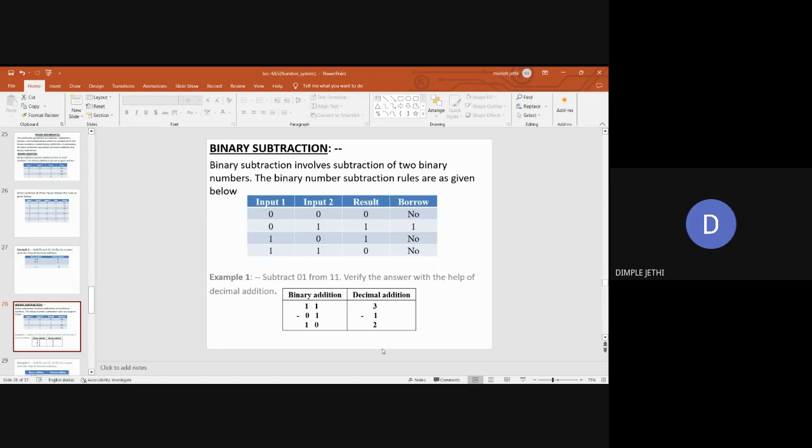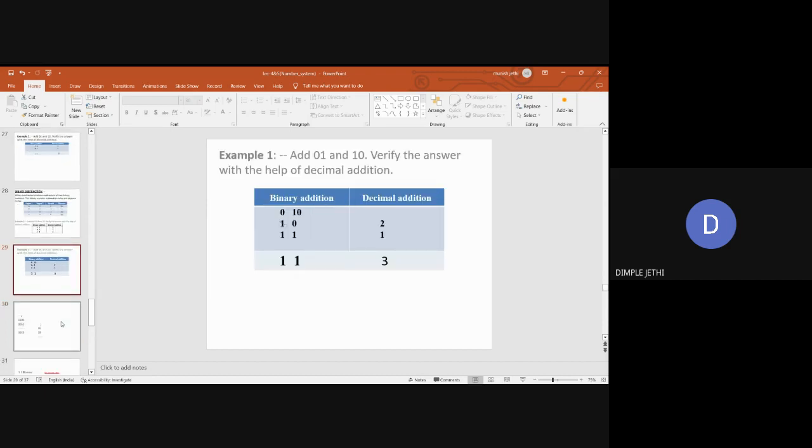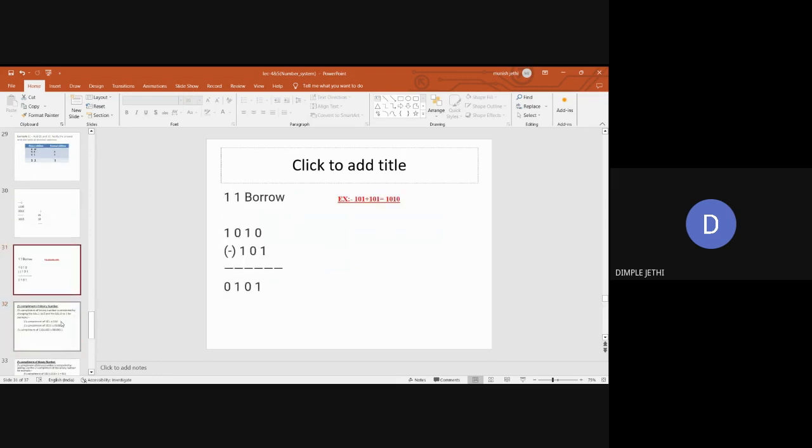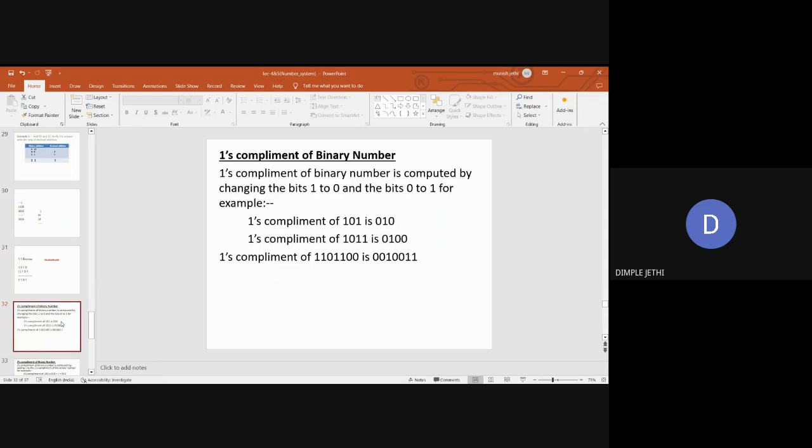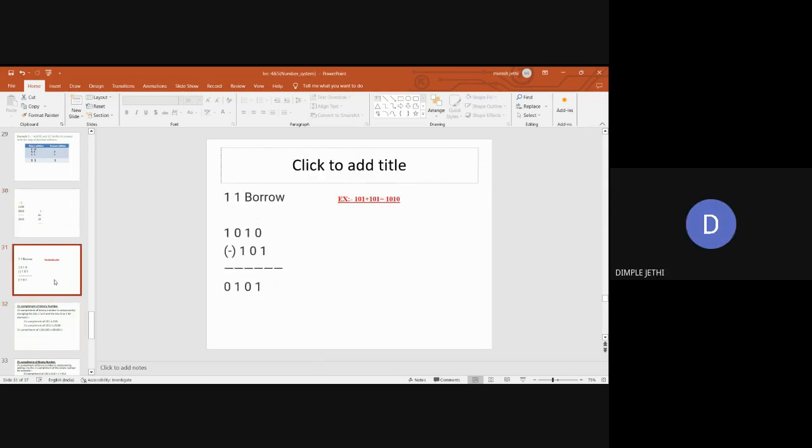How to do binary subtraction and binary addition? Yes. Next is complement. Yes, Francis, tell me. I would like to know the difference, why we use borrow and carry. Now see, if I show you this numerical, then you will understand this. Suppose I am given 1010, subtract 101 from 1010.